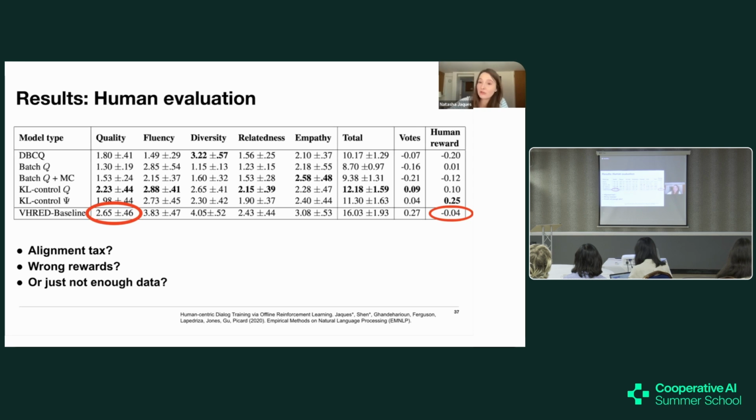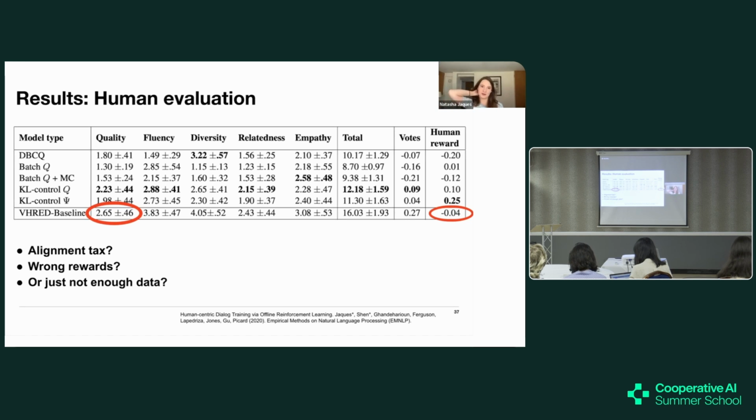Or are these rewards the wrong rewards? These aren't describing what makes a good conversation with humans. We need to iterate on the rewards. It's quite possible. Or maybe quite realistically, we were doing this at academic scale. We paid for a few thousands of human ratings, but we're not in the millions of human data points that OpenAI is doing. So we just didn't have enough data.